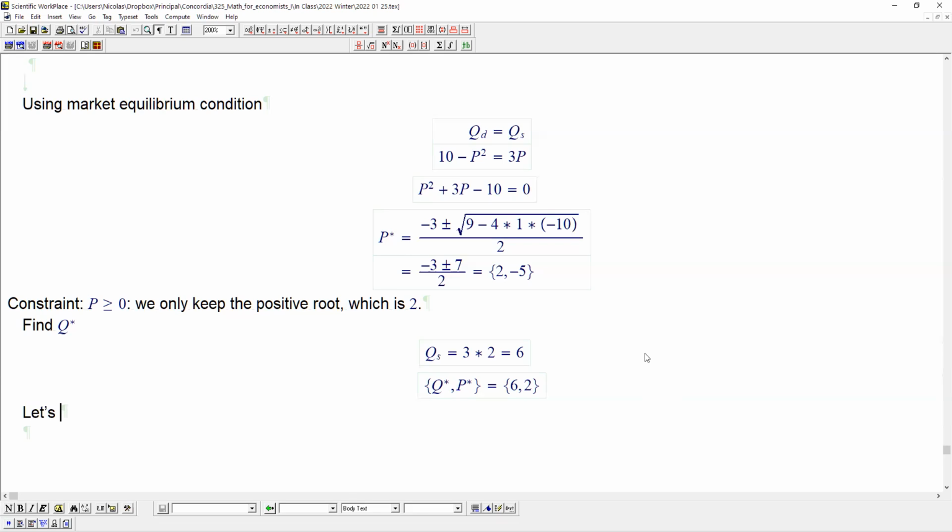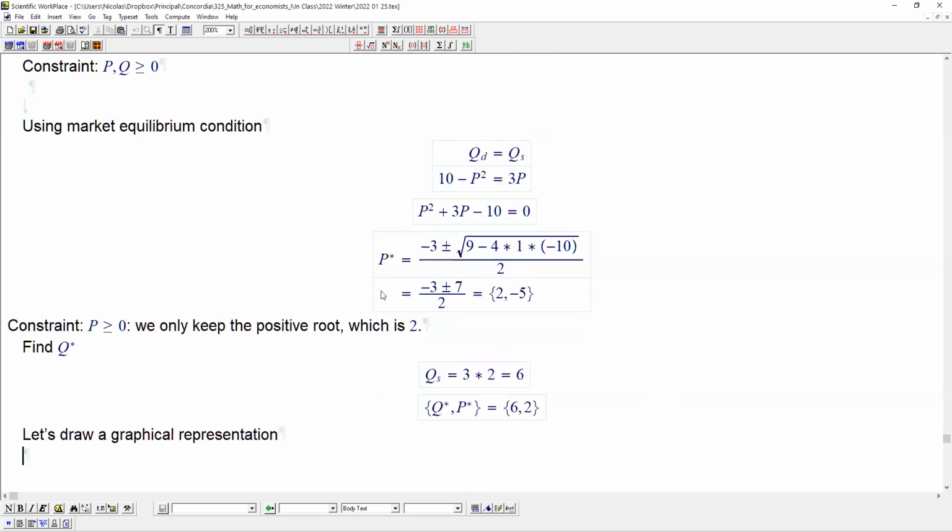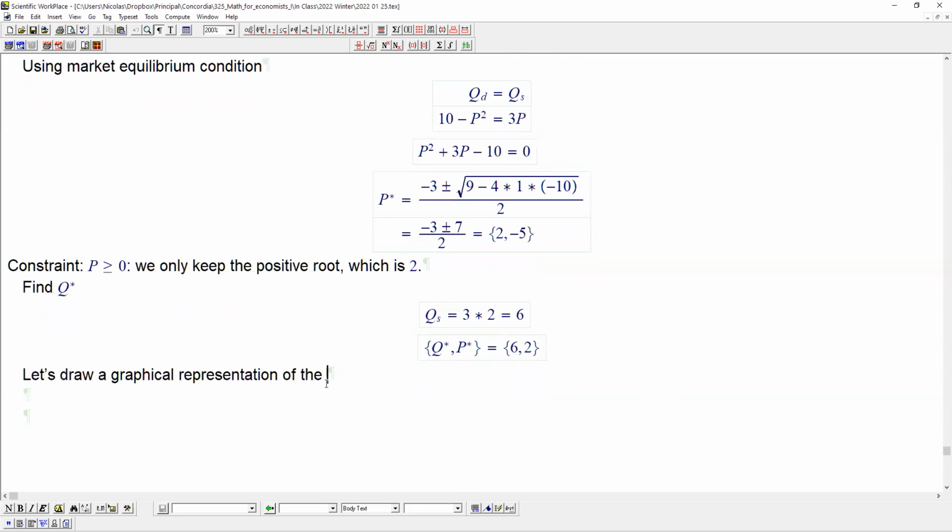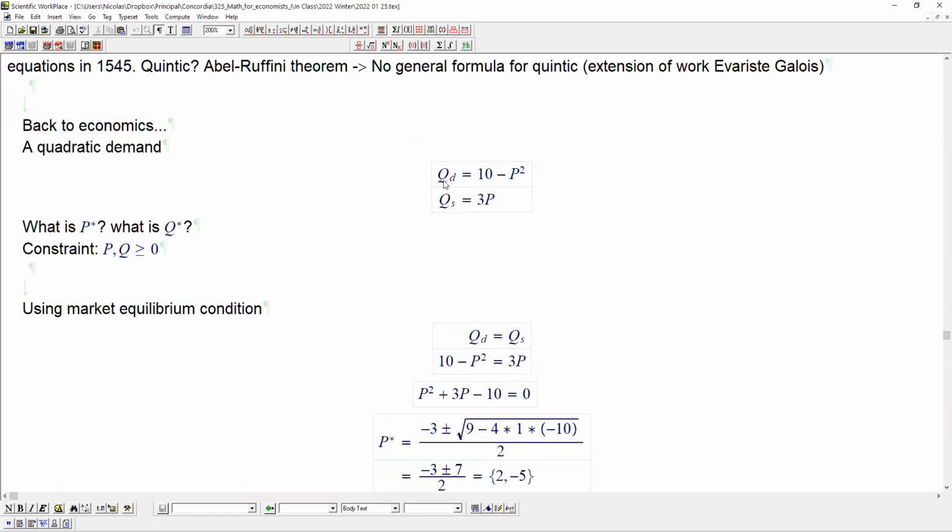So let's draw a graph. So for that, we want to represent the supply and demand with P on the vertical axis and Q on the horizontal axis as usual. So let's go ahead and draw it.